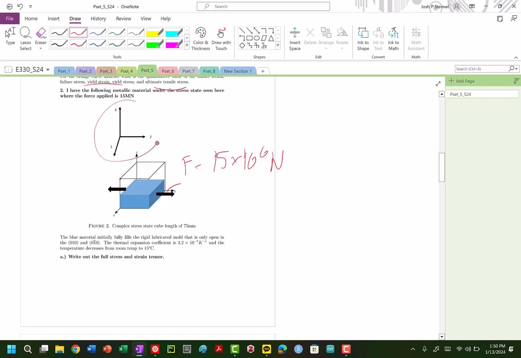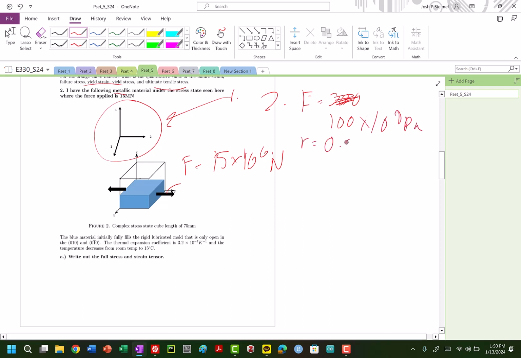So, first step, coordinate system. We've got it. Second step, what material are we working with? We're working with metal, so we know my Young's modulus is equal to 100 times 10 to the 9th Pascal. That's going to be our assumption. Nu is equal to 0.3. Fantastic. We're given this cube length right here, which will be important later.